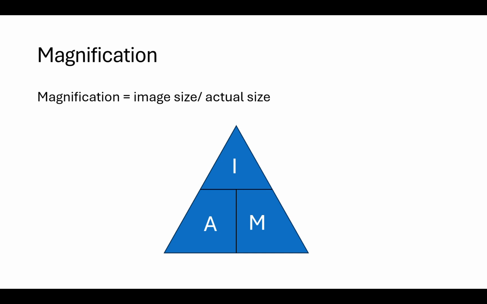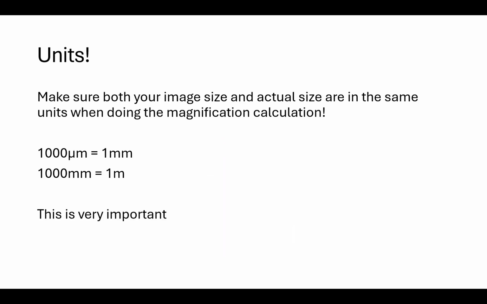So here it is. I is image size, A is actual size, and M is magnification. If you're looking for the actual size of an object, cover up the A with your finger, then you're left with an I over an M, so actual size is image size over magnification. If you're looking for magnification, it's image size over actual size. So that's it, that's the formula.